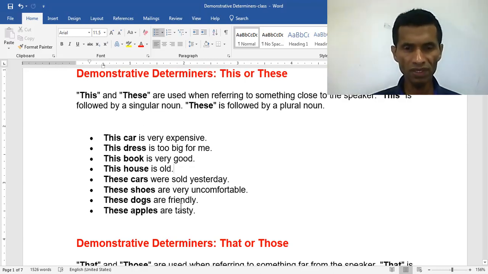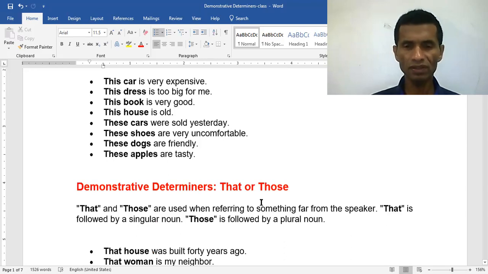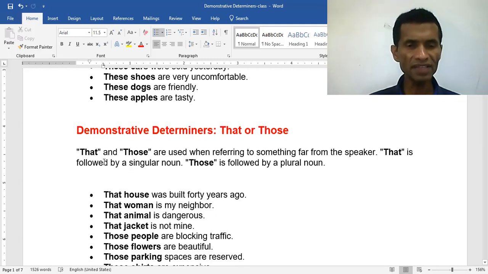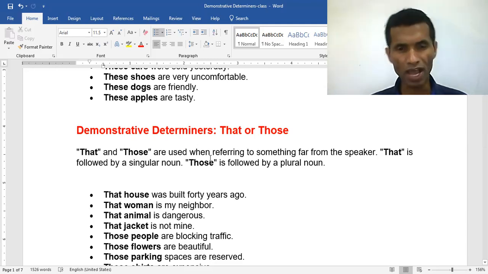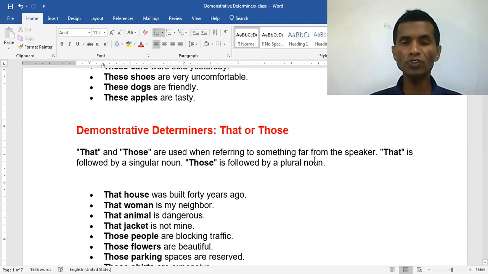Now we will have a look at that and those. We use that and those when we talk about something far from us, right? That and those are used when referring to something far from the speaker. That means we use that and those when we talk about something far from us.